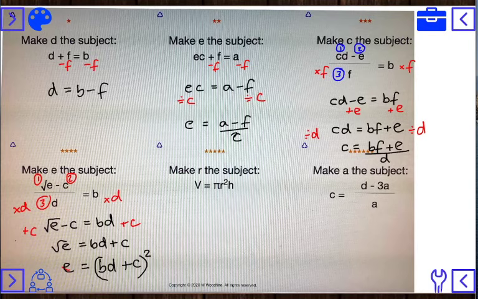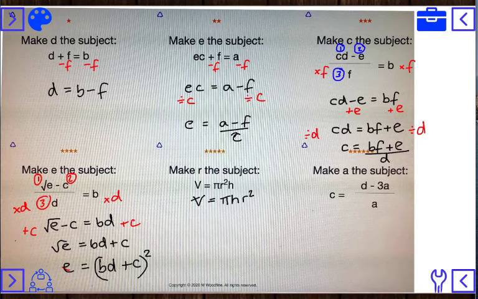Now with this one, there is a slight catch in that I can use the commutative law to rearrange this into something that would help me appreciate just what's happening to r along the way. The commutative law basically says that if things are all being multiplied, it doesn't matter what order I multiply them in, I will get exactly the same answer. So in this case, pi times r squared times the height would give me exactly the same answer as pi times height times r squared.